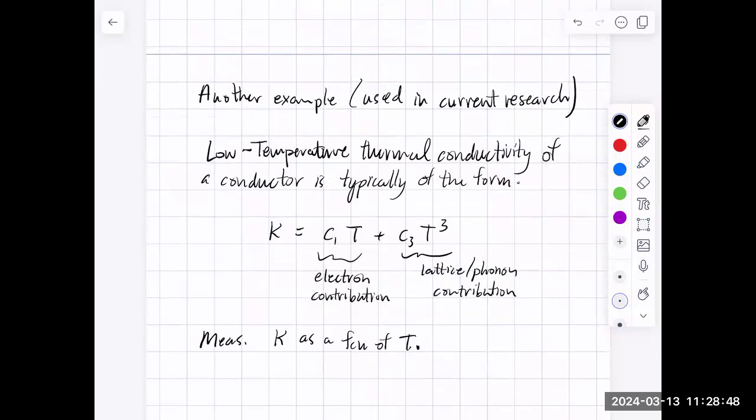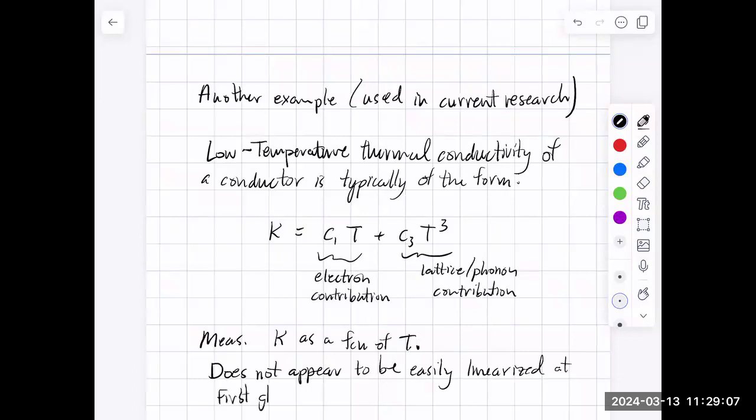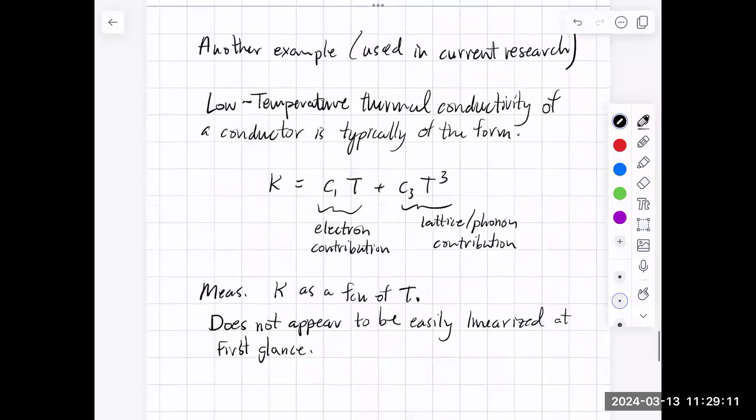So this does not appear to be easily linearized, let's say at first glance. Can anyone think of something we can do, some simple manipulation that we could do here to make this look like a linear function?